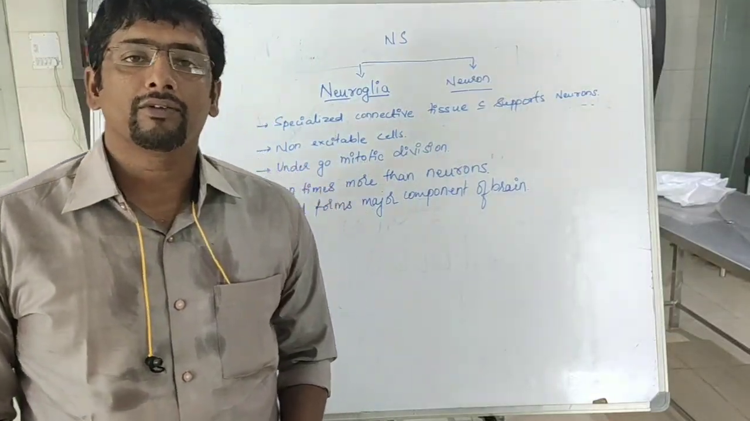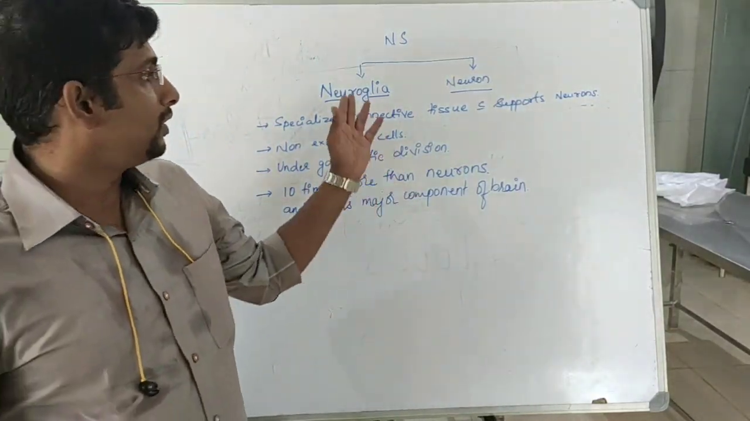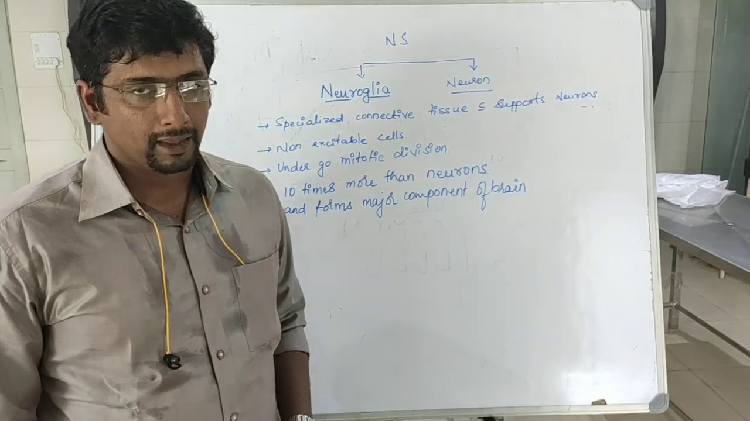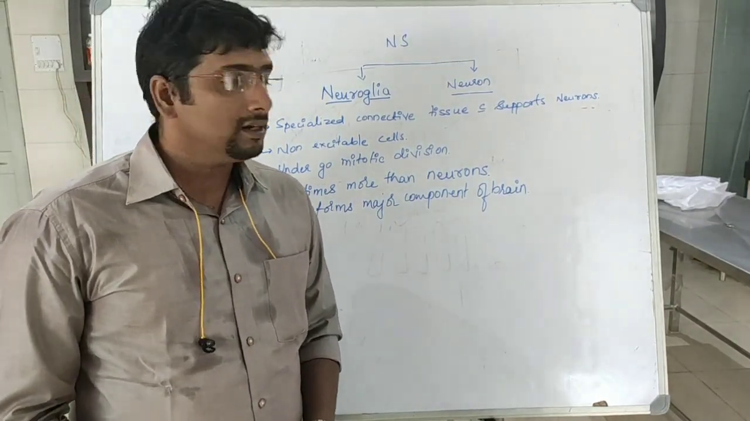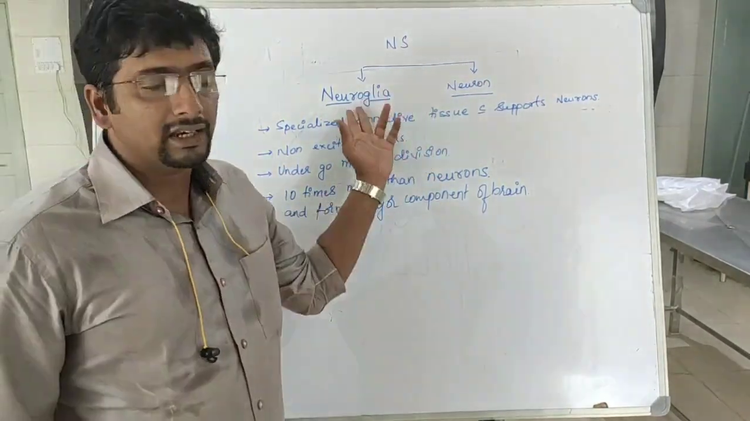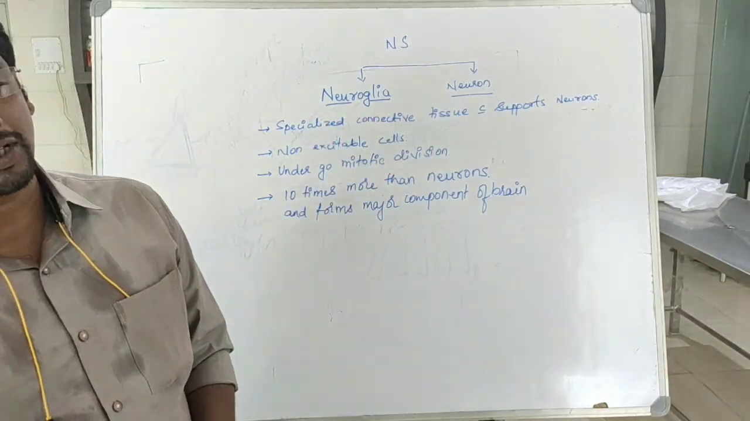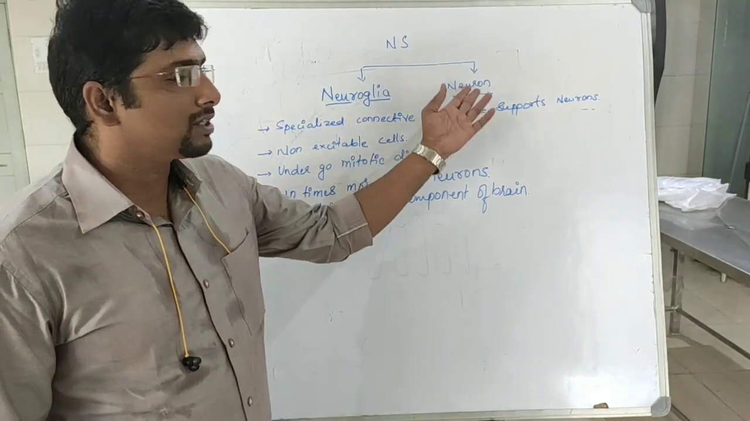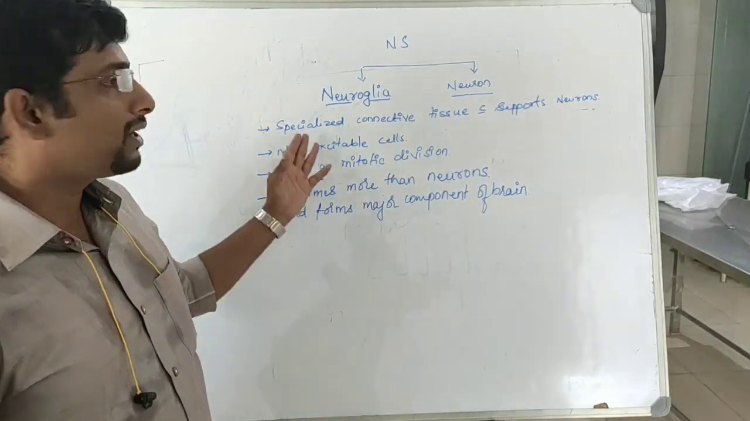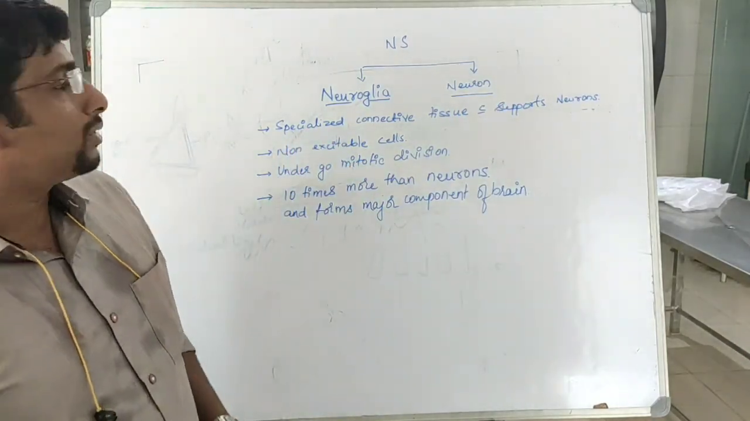Alright, today we will discuss neuroglia cells. As we know, there are two kinds of cells in the nervous system. One is a neuron and the other is a neuroglia. We already studied neurons. Today we are going to study neuroglia.